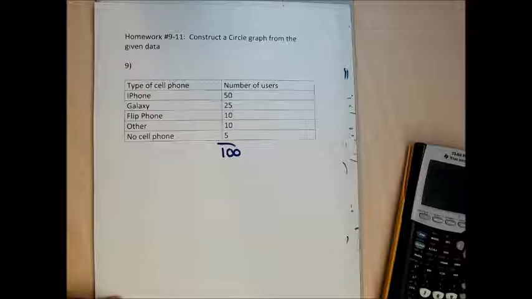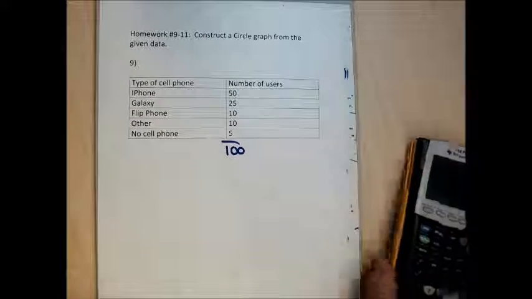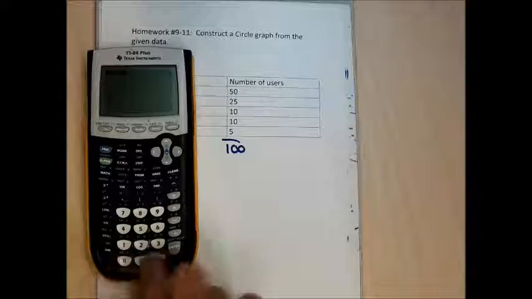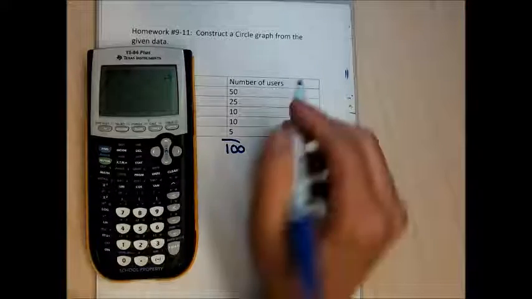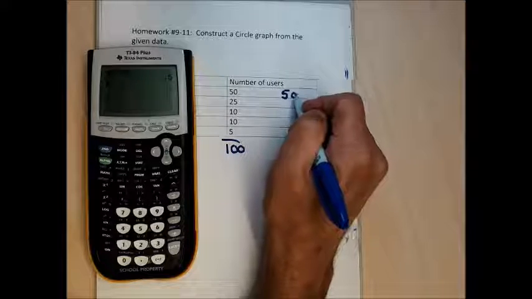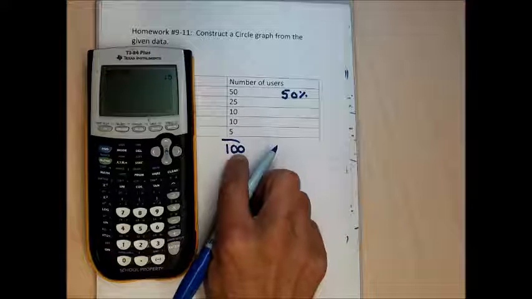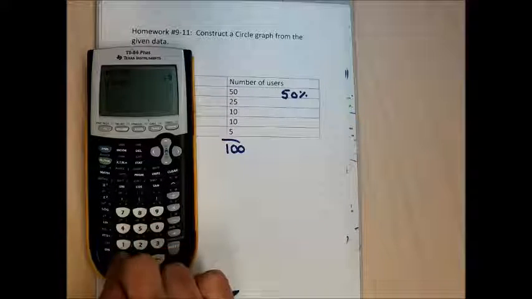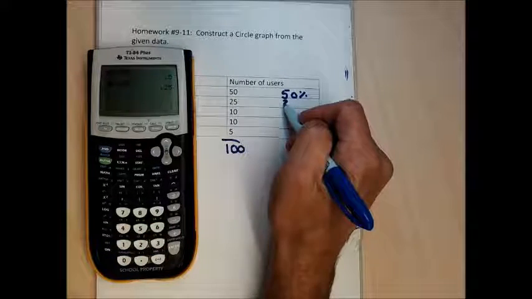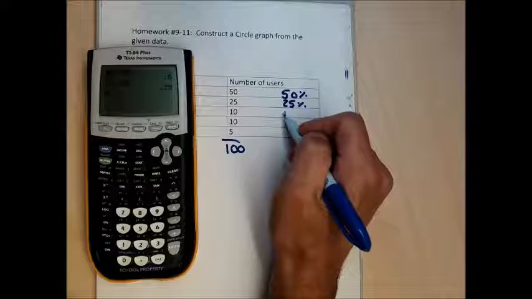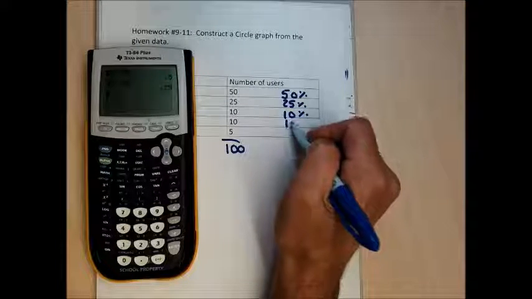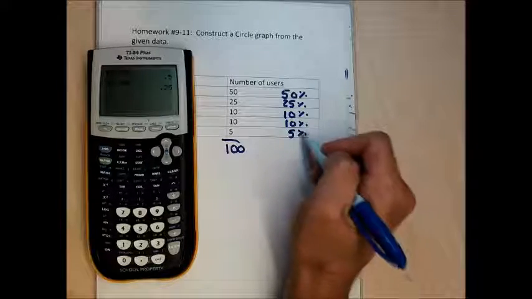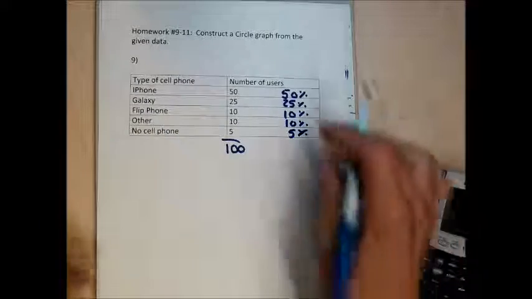That's going to make it real easy to make these numbers into percents. The first number, 50, to make it a percent, I go 50 divided by 100. I get 0.50. That's the same as 50%. Because the base is 100 here, or the total that we're dividing by, these numbers are all equal to the percents. 25 divided by 100 is 0.25, which is 25%. 10 is 10%. And then 5%. This is going to be tricky to draw these bottom 3.